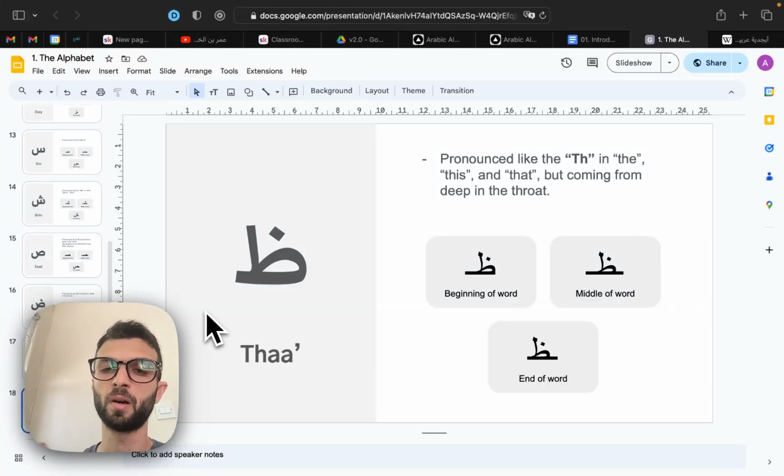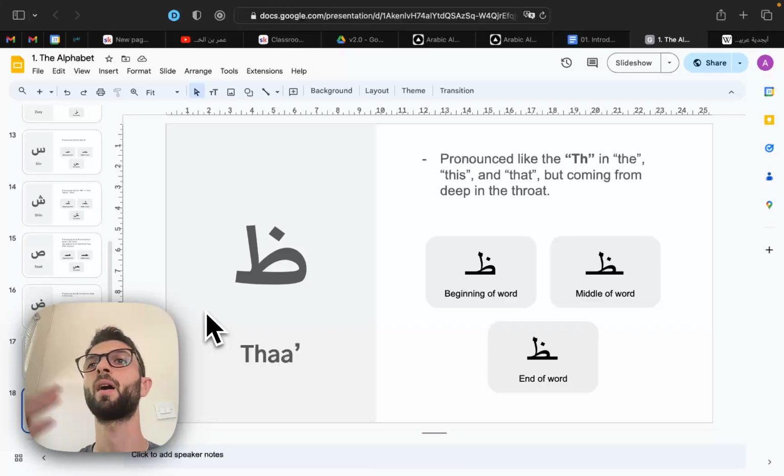Next is Dha, which is pronounced like the TH in this and that, but coming from deep in the throat as well. It's exactly like saying the, this, that, but not saying the, saying Dha, and you get it.